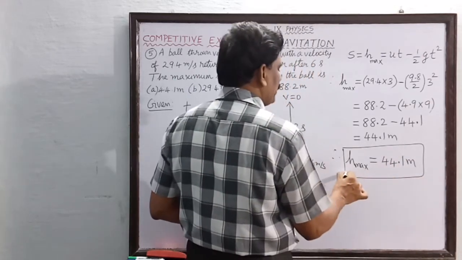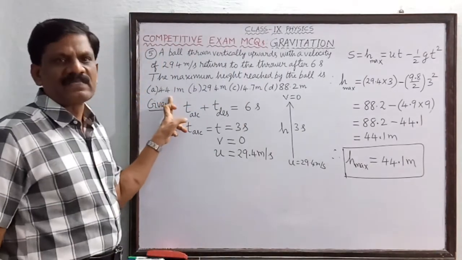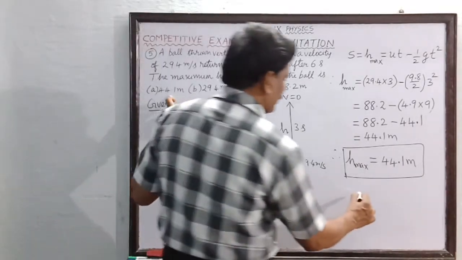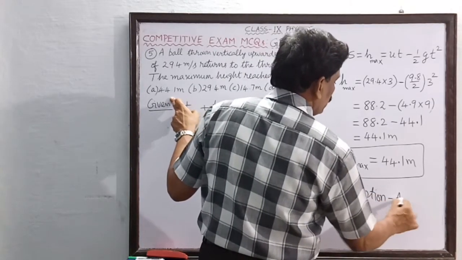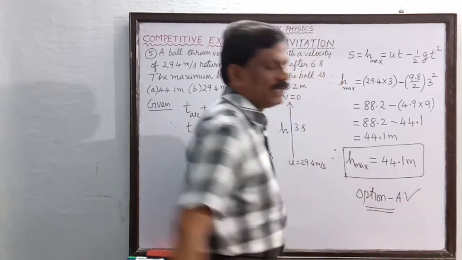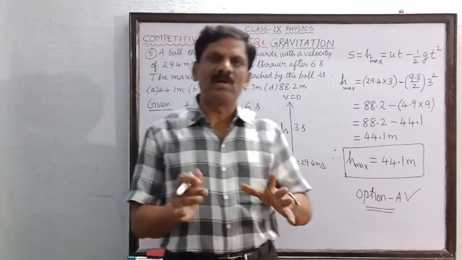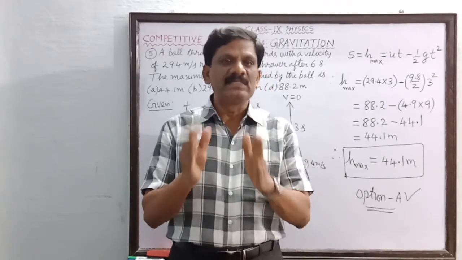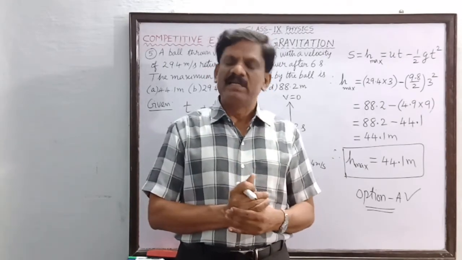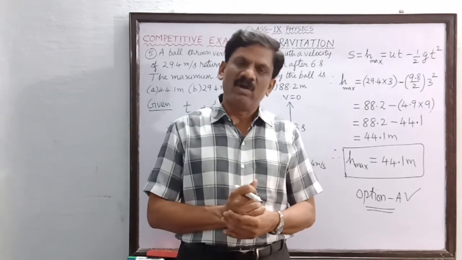So this is the answer we are getting. Now you look at the 4 options. Option A itself is correct, is it not? Option A is correct. So this is how you will have to do the MCQs. So my dear students, these 5 problems I have just given as a model only. Like this you will have to go through so many competitive examination textbooks and solve so many problems and you have to update your knowledge in physics.